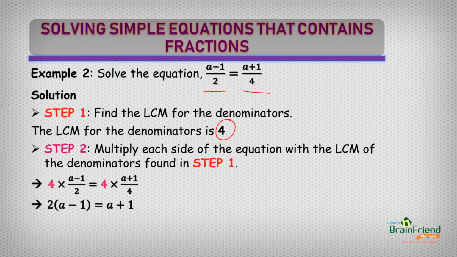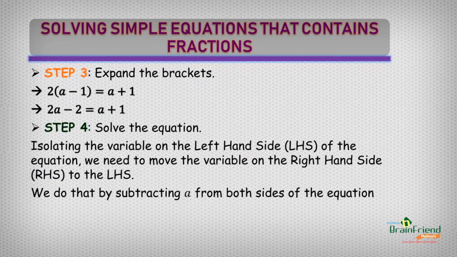Now it will be 4 multiplied by a minus 1 over 2 is equal to 4 multiplied by a plus 1 over 4. 2 will cancel out 4 to give us 2, and 4 will cancel out 4 to give us 1. Then our equation will be 2 into bracket a minus 1 equal to a plus 1. Step 3, we have a bracket, so we have to expand the brackets. Now, 2 multiplied by a will give us 2a, and 2 multiplied by minus 1 will give us minus 2, equal to a plus 1.